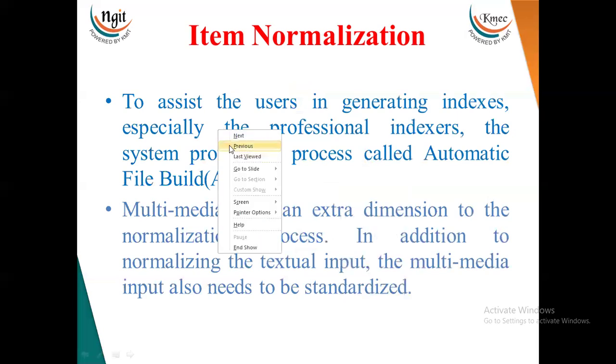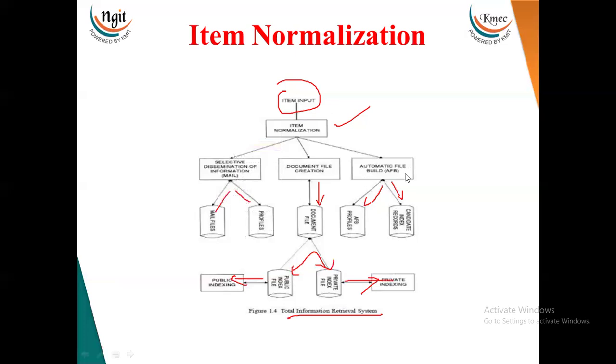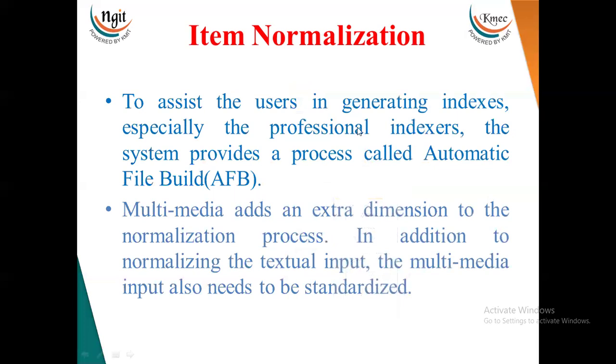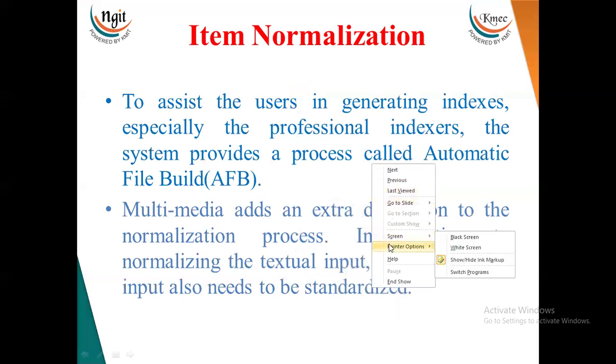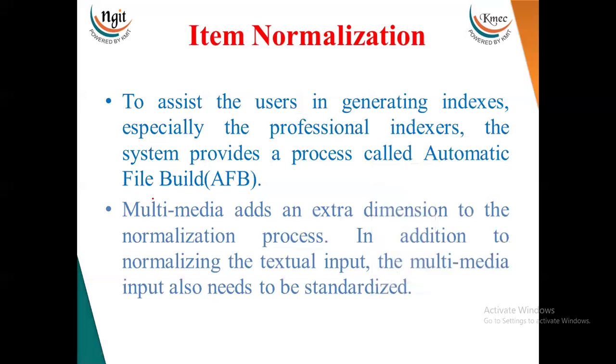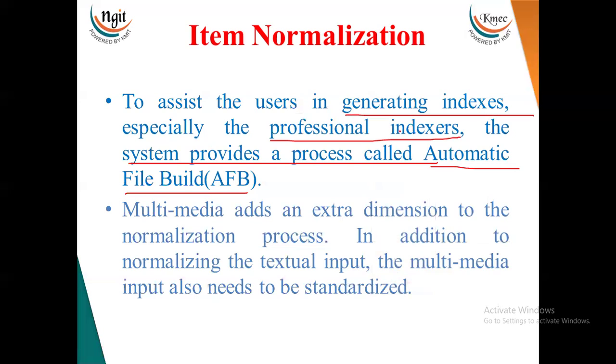As I said, here we have automatic file build, AFP. What is AFP? In order to generate the indexes according to the data or the requirement of the search, you build this file. The system provides the process called AFP, which gives public and private indexes for the given data. In order to store the data, we have to follow some indexing procedures, so this AFP helps in creating or generating the indexes.